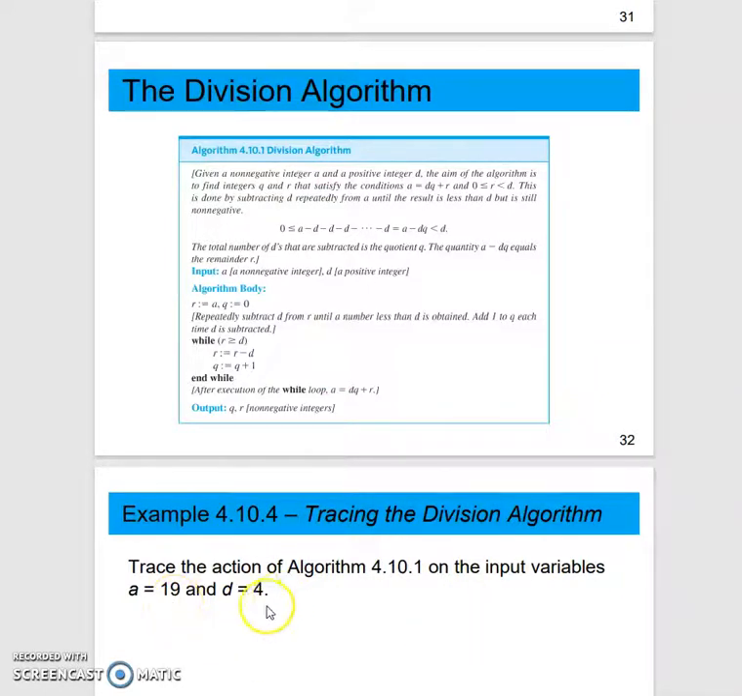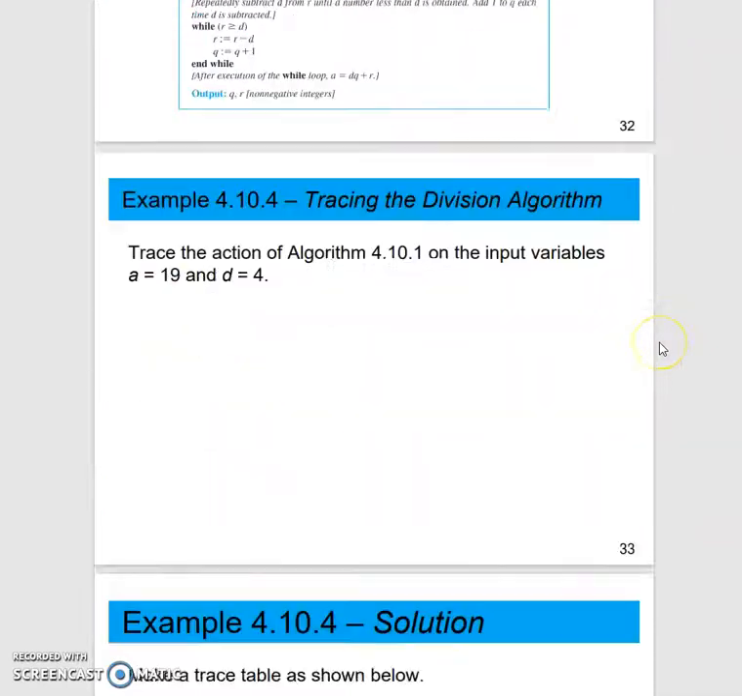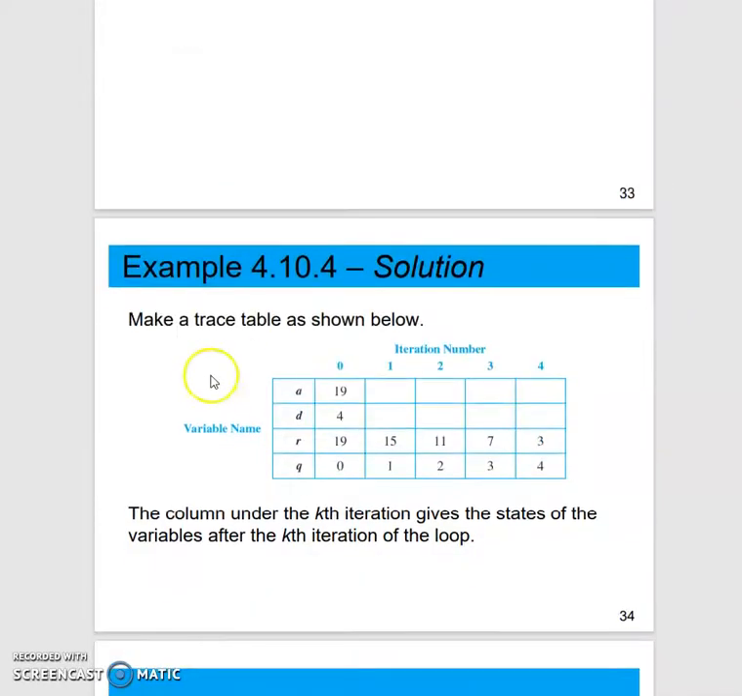So let's try it with the values of 19 and 4. So I put in 19 and 4 as my initial values. And again, those are my initial values for R and Q. The first time through, I'll get R is 15, Q is 1. I will then go into it again. Now R is 11, Q is 2. I go into it a third time, R is 7, Q is 3. And finally, I go into it with R is 3 and Q is 4.